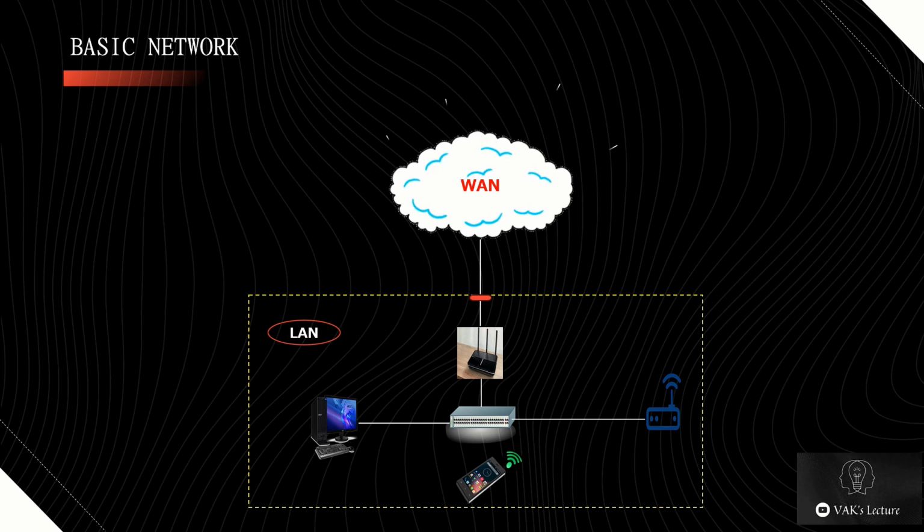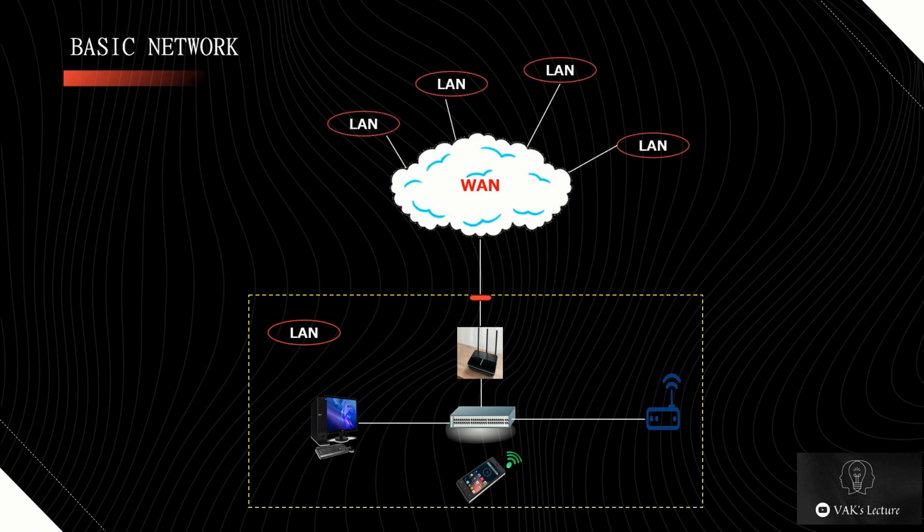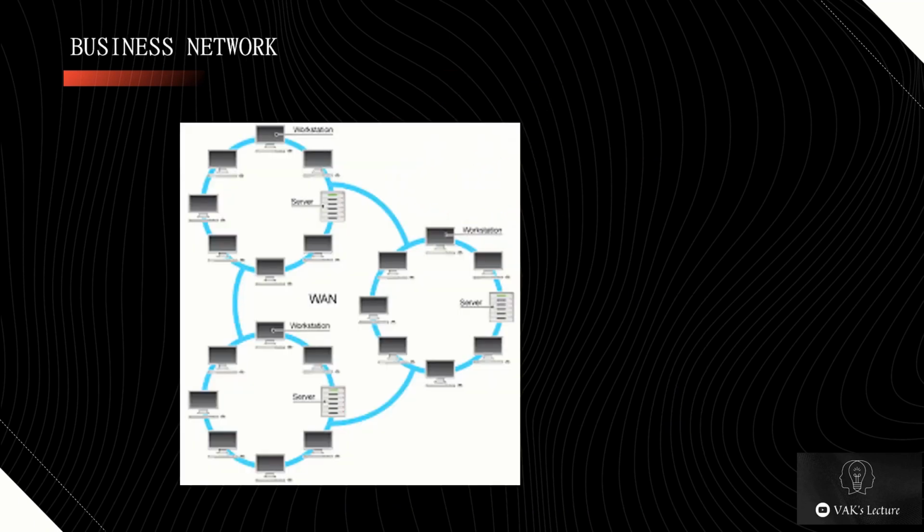The purpose of WAN is to connect separate local area networks together. The example of WAN is the internet. However, businesses might have private WANs to connect multiple sites together.